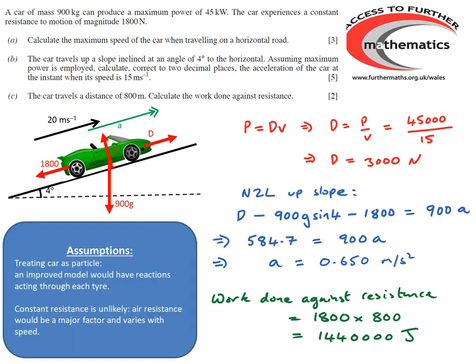So let's just have a think about the assumptions that we've made in answering this question. We've treated the car as a particle, and an improved model would certainly have the reactions acting through each of the 4 tyres. We've assumed constant resistance. This is unlikely since air resistance would be a major factor, and air resistance certainly varies with speed.